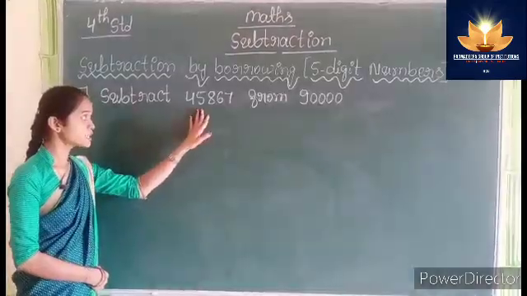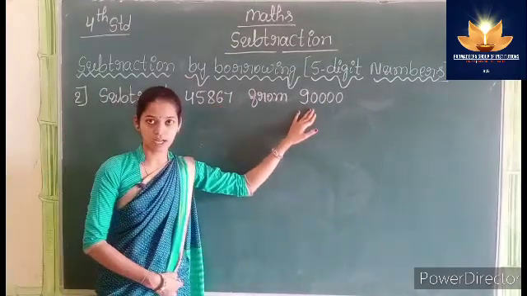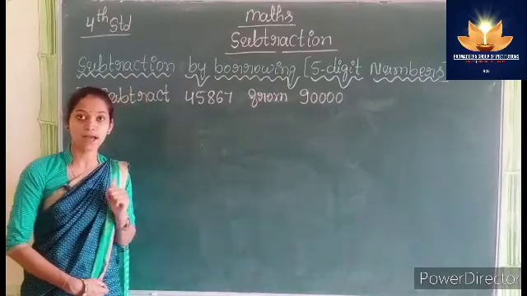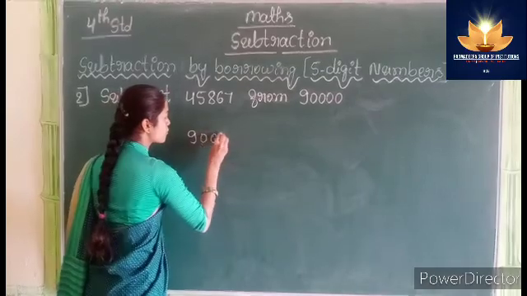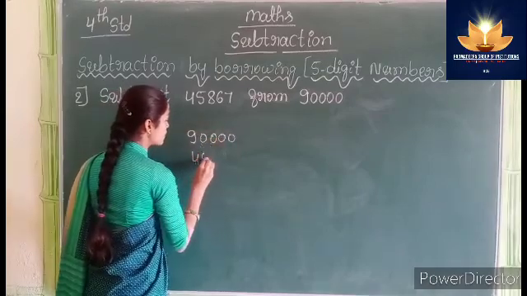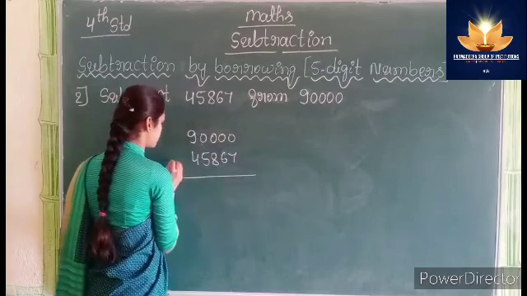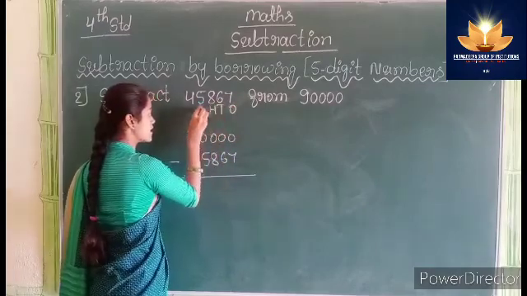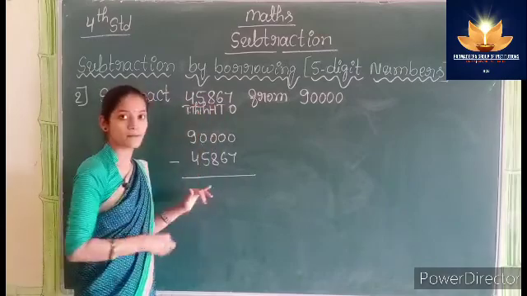Subtract 45,867 from 90,000. First we have to arrange these numbers according to their place values. 90,000, 45,867. This is ones place, tens place, hundreds place, thousands place, then this is 10,000s place.